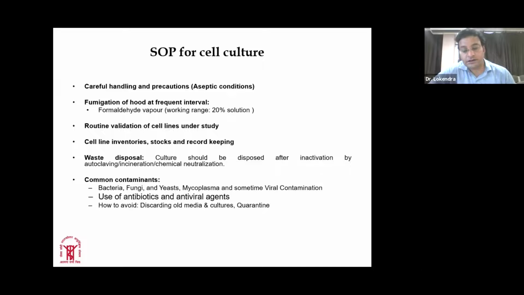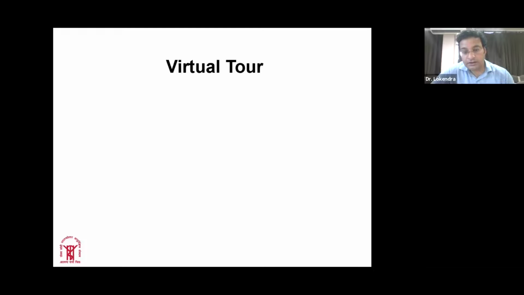So various methods are available to find out which kind of contamination you are dealing with. To avoid that, we generally use antibiotics or antiviral agents that are useful in avoiding those problems associated with cell culture. This is just a normal standard operating procedure when you're dealing with cell culture. So being more conscious and more vigilant about what's going on inside the biosafety hood and how you're dealing with the cells is more important. So let me take you on a virtual tour.